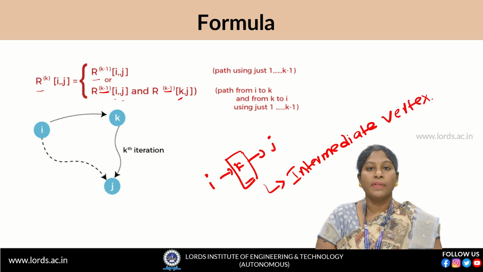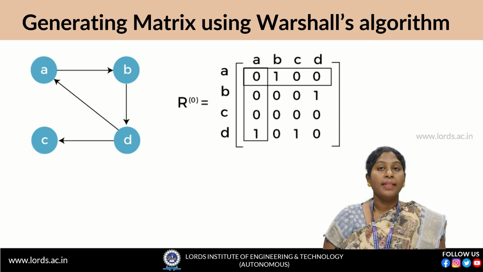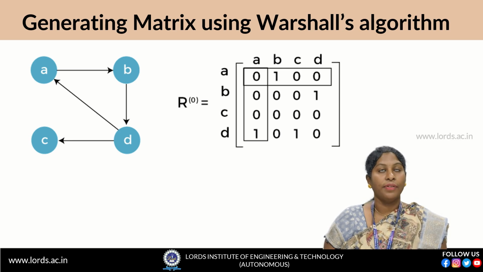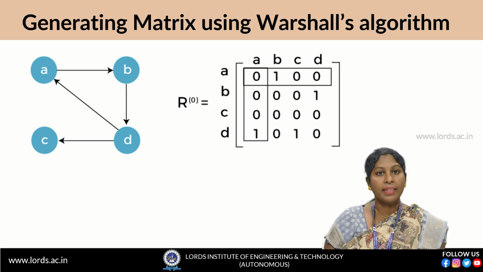As the name itself says, Warshall's algorithm is nothing but a way to find the transitive closures of all ordered pairs. So now we are going to find ordered pairs for all the nodes. Let us consider a graph and generate a matrix using Warshall's algorithm. Here we have 4 nodes A, B, C, D. These are the vertices of a graph.